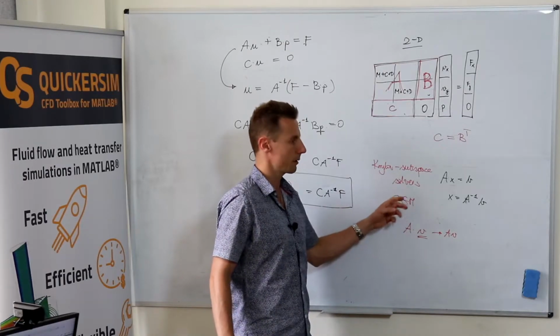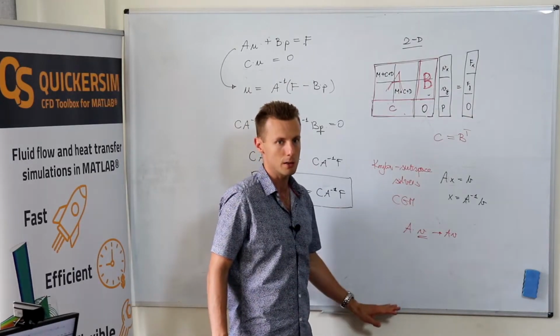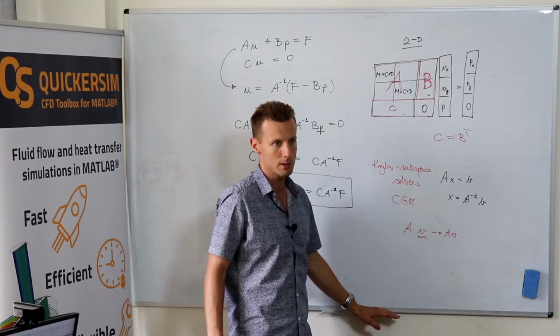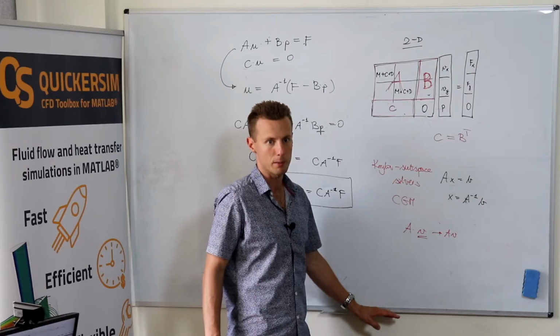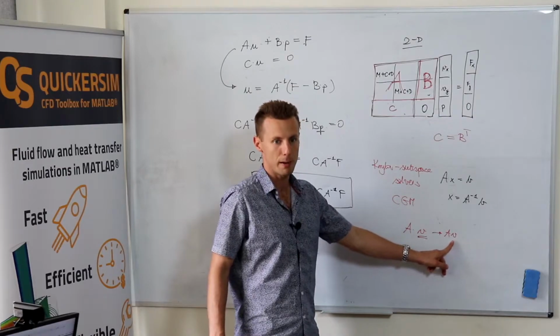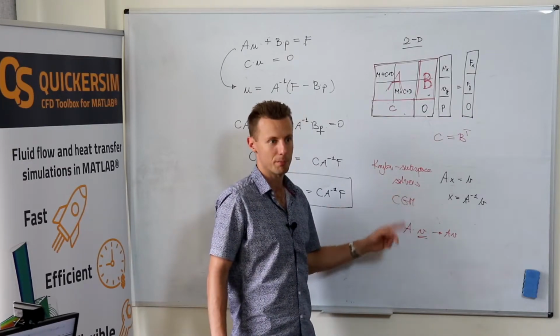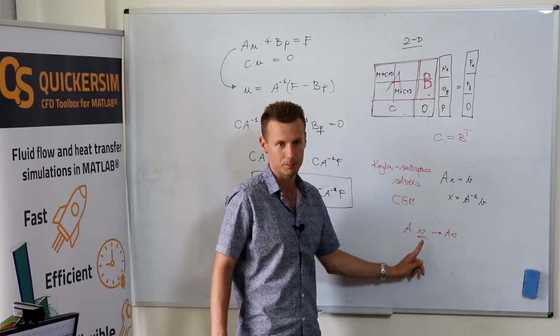For the conjugate gradient method, BiCGStab, GMRES, you don't need to explicitly have the matrix. You only need to construct a procedure that is able to give the result of matrix vector multiplication once this algorithm gives you the vector v.